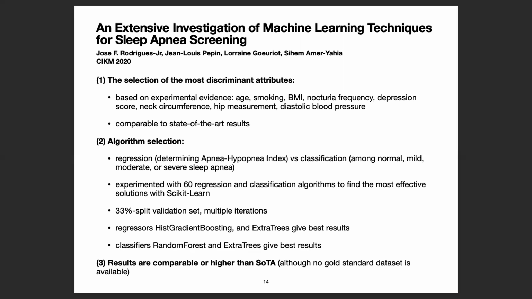Now, the results that we obtain are comparable or higher than the state of the art, although none of all these papers are actually experimenting on the same data sets. So it is somehow comparable, but because we're all working with our own set of patients and our own database, they're only just comparable.